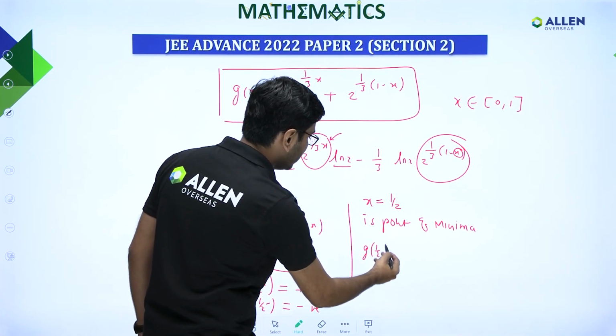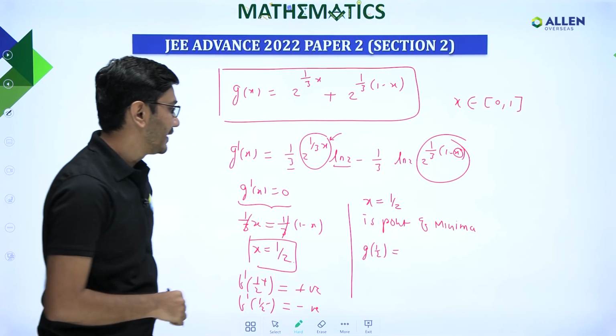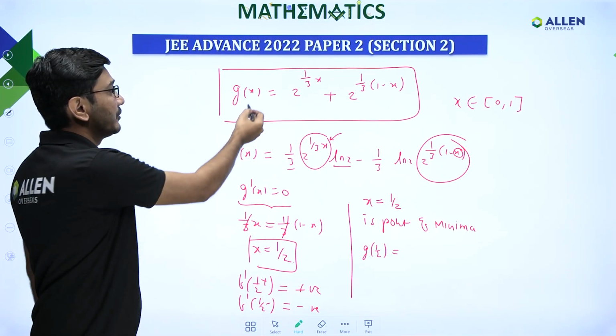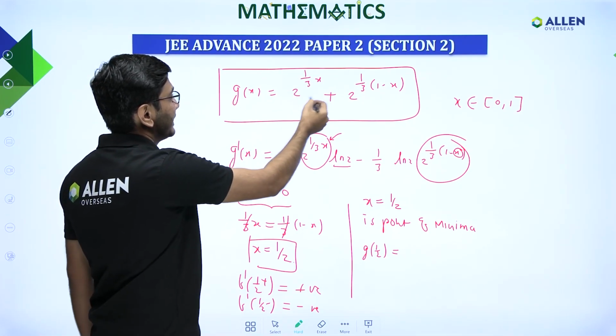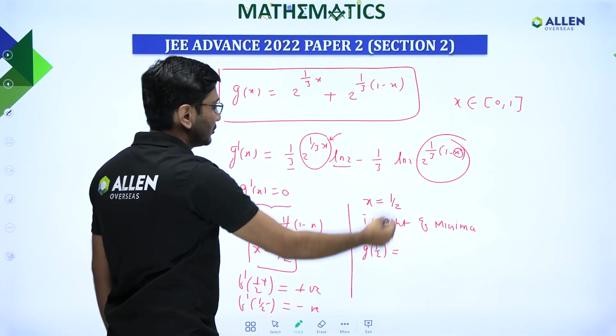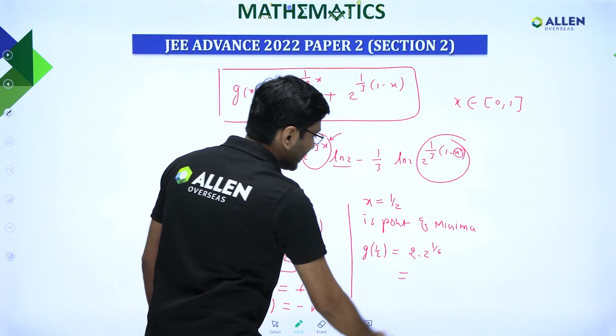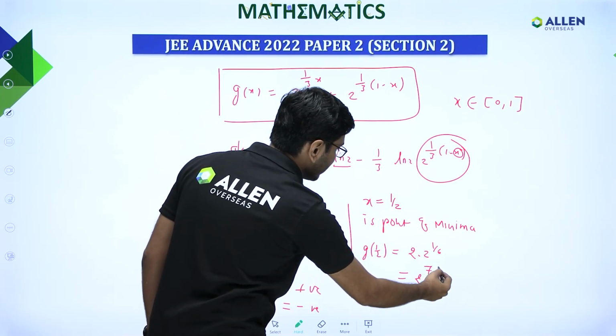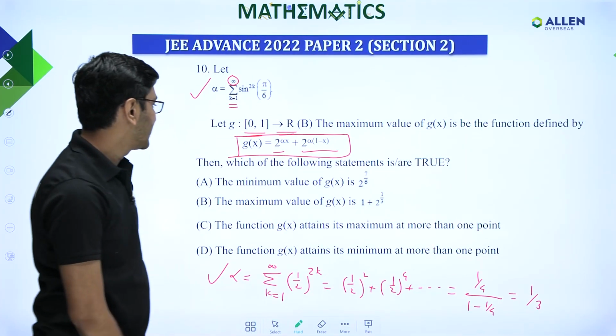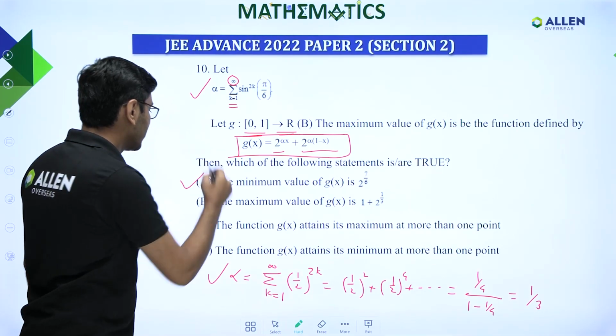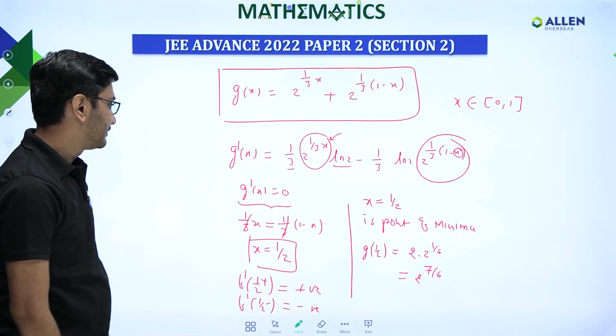So, what minimum value will we get? G of 1/2 will be the minimum value, and we can calculate it by putting x equal to 1/2 here. I will get 2 raised to 1/6, and this term will also give 2 raised to 1/6, which means 2 times 2 raised to 1/6, so I am finally getting 2 raised to 7/6. So, the minimum value of this function is 2 raised to 7/6. So, option A would be absolutely correct.